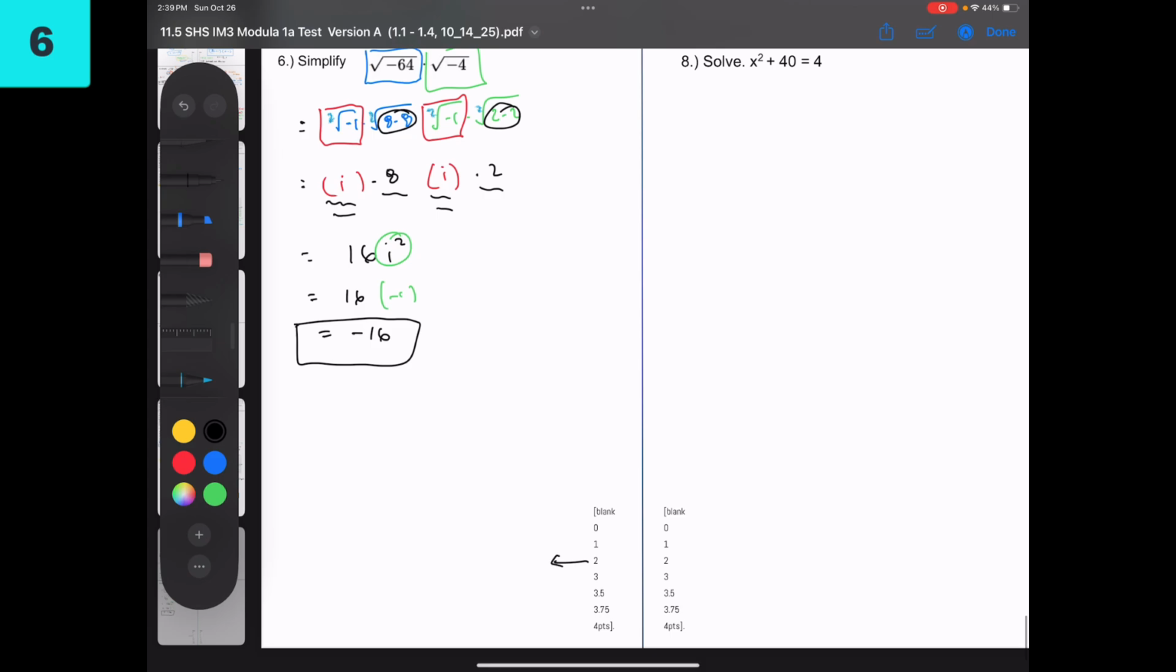Okay, 2 points if the inside factors are okay. So that's like 8 times 8, 2 times 2. 3 points is if the outside factors are okay.